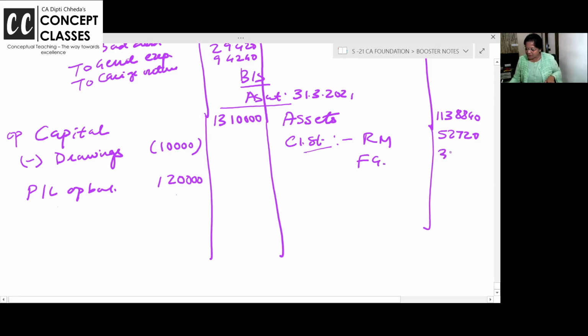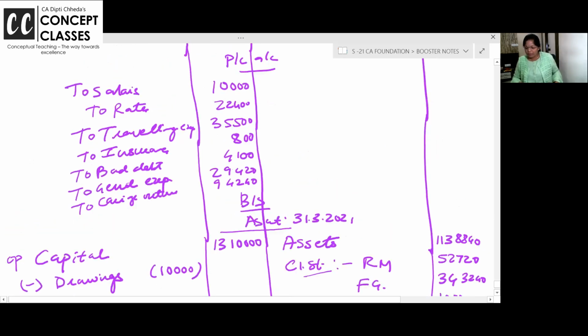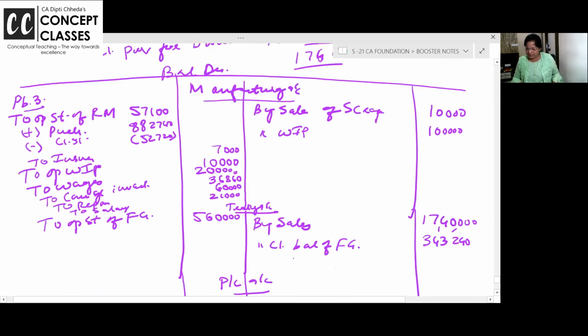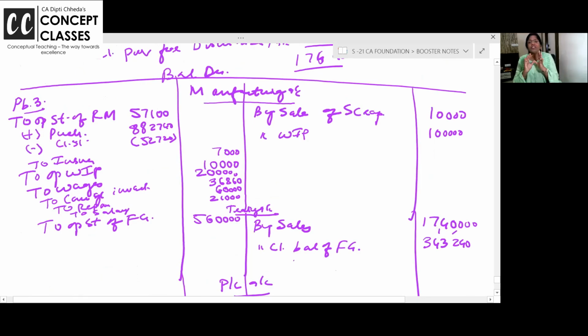Finished goods 343,240. Work in progress 1 lakh. Work in progress 1 lakh. ठीक है? We have finished posting everything. If you have a doubt, ask. Otherwise, very quickly do the totals. Totals karo.